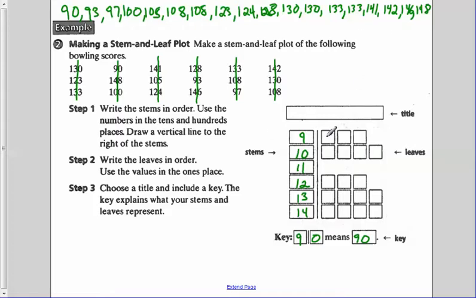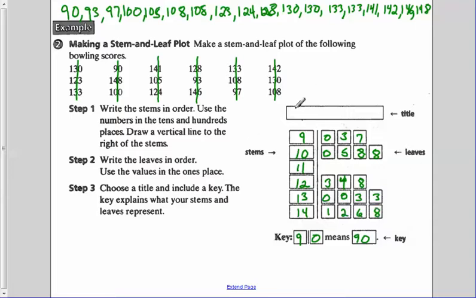So now that I've written them in numeric order, now I can just look at this and say, well, I have 90, 93, and 97. There's 100, 105, 108, and 108. There is nothing in the 110 through 119, so that's why there's a blank there. And then I have 123, 124, 128. There's a couple 130s and a couple 133s. And then I have 141, 142, 146, and 148.